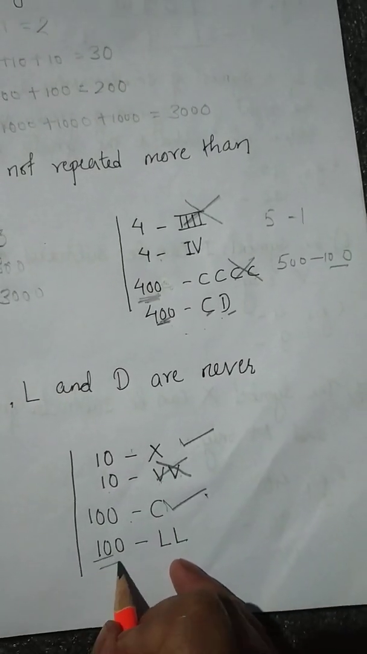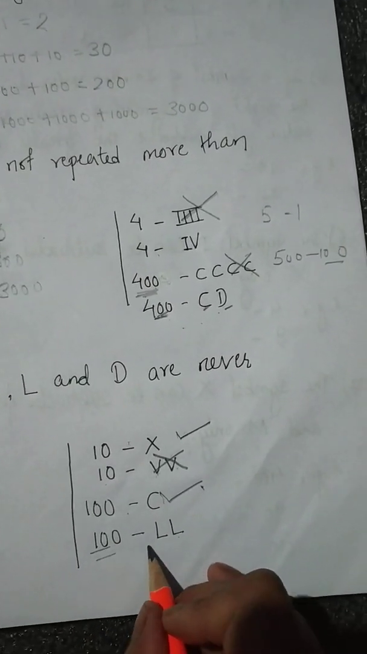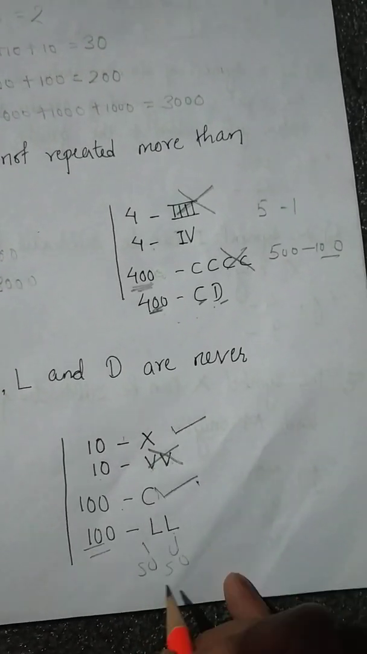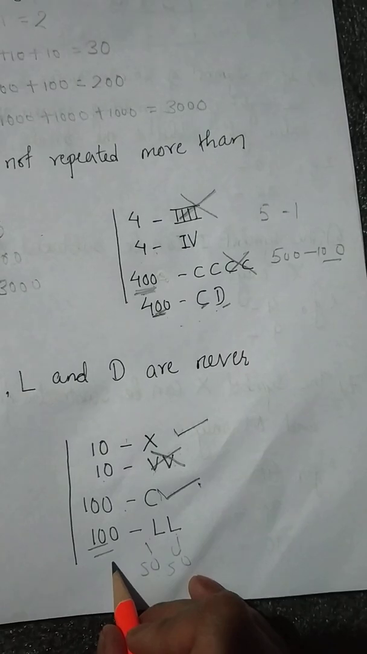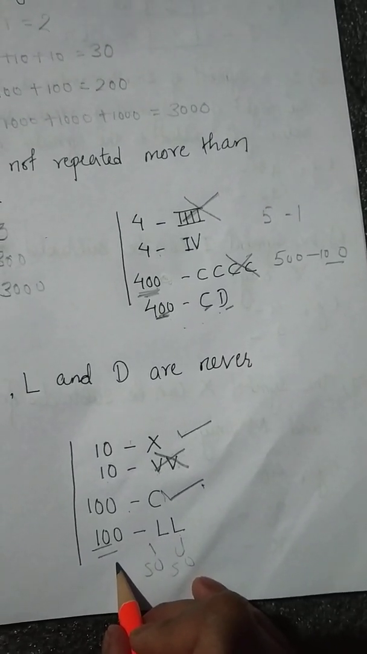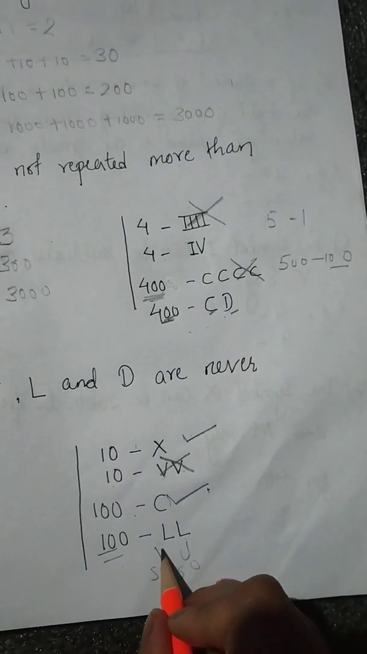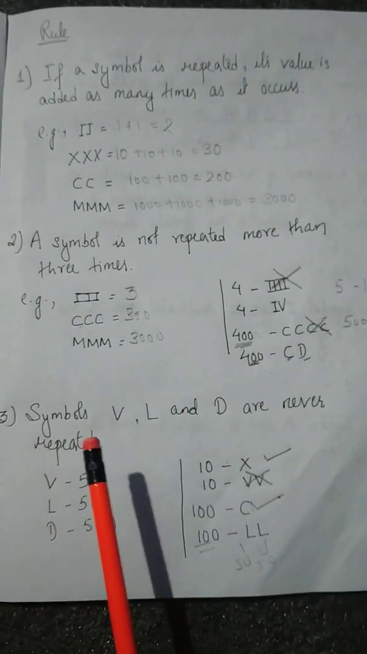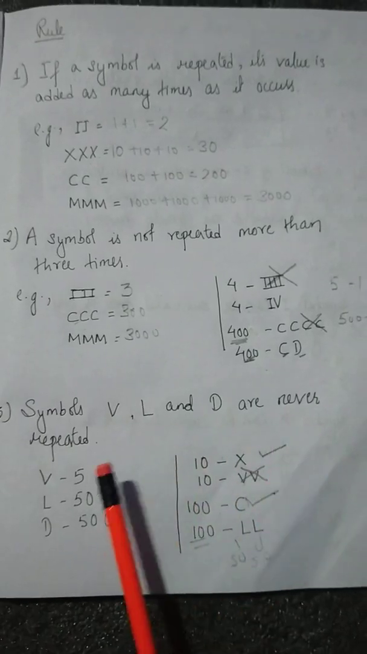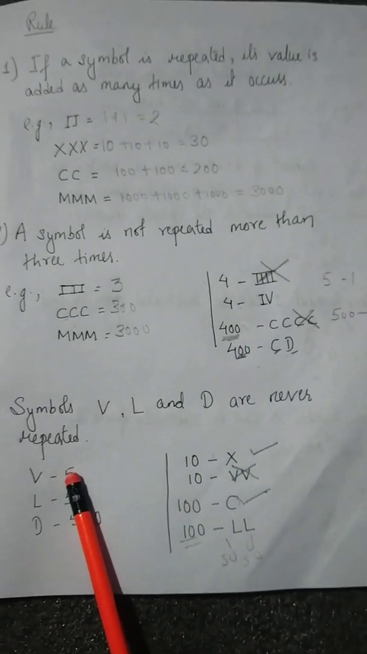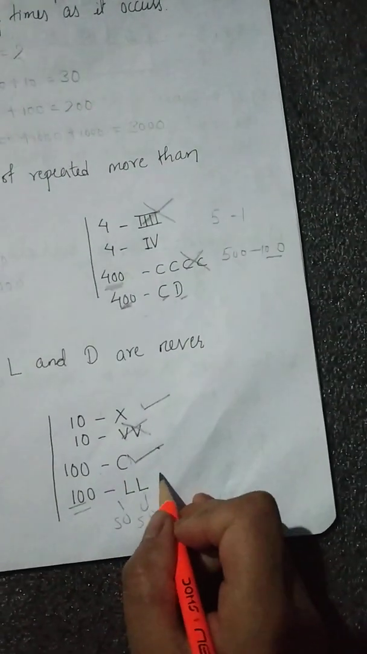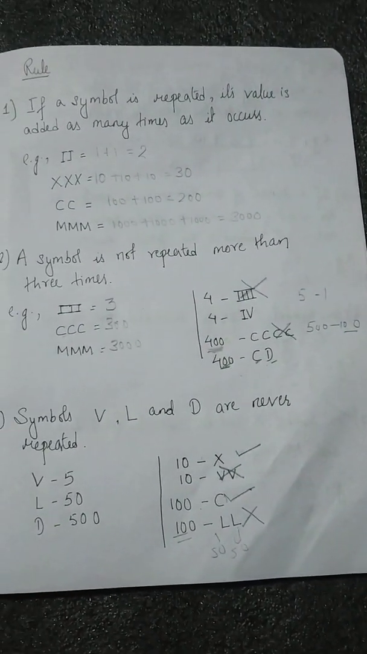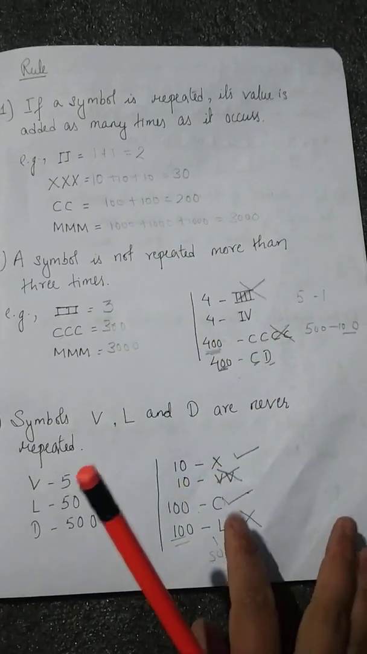But for 100, if I write LL, because the value of L is 50, so 50 plus 50 gives you 100. But this cannot be written. LL cannot be written for 100. This will be wrong. Why? Because according to rule number 3, V, L and D are never repeated. They cannot be repeated. So this will be wrong. Okay, till now I hope you all have understood these 3 rules.